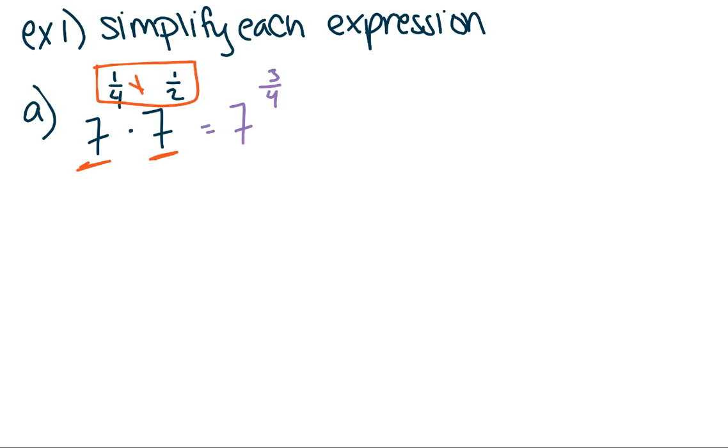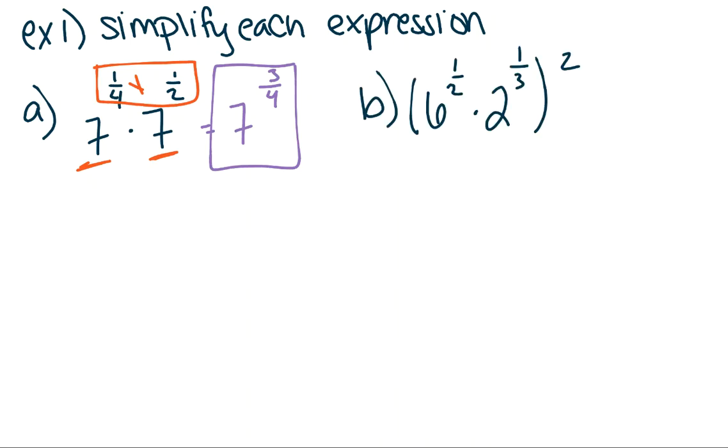We're not evaluating. We're not typing that into our calculator. We're not getting any sort of decimal answer. That's our answer. 7 to the 3/4. It's a positive exponent. Yes, it's a fraction, but it's a proper fraction, so it's okay.